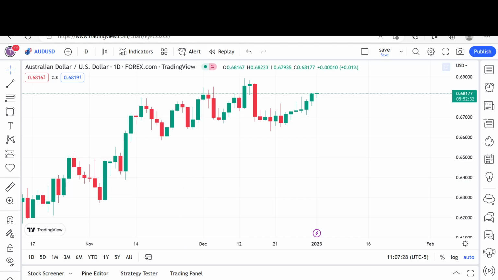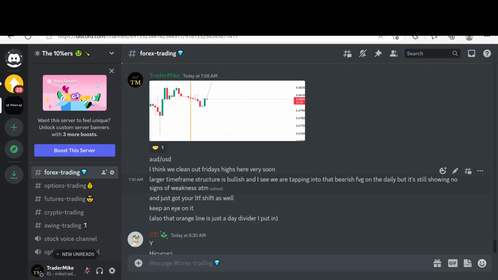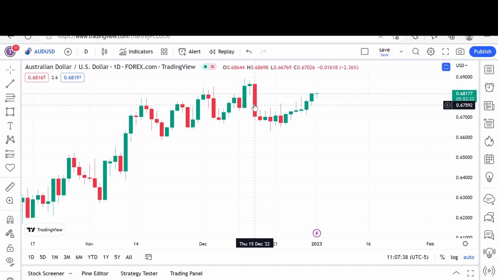So what I said here was larger time frame structure is bullish, okay? And like I said, we are tapping into this bearish imbalance, but it still looks really strong. It still has a lot of strength towards it. It's showing no signs of weakness at the moment. So remember our previous talks on market structure, my previous illustrations that I gave to you. When did this have that shift in market structure to the upside on the daily?